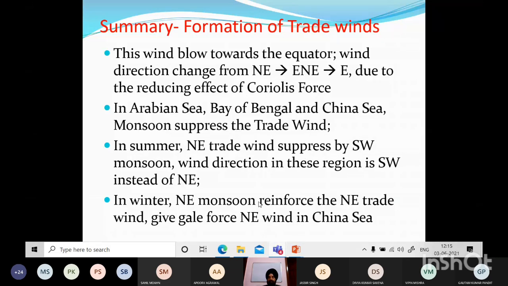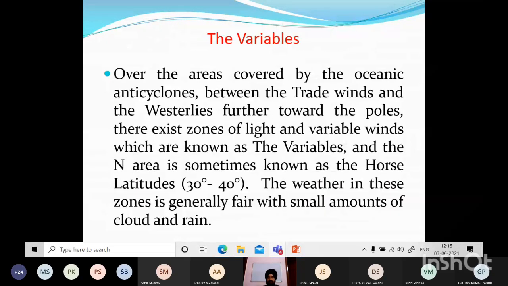Now above these, above 30 degrees, above the zone of trade winds, you have the variables. Variable means the wind is variable, 30 to 40, over the areas covered by oceanic anticyclones between trades and westerlies. Further towards the pole there exist light and variable winds, which are known as variables. So at 30 to 40 the wind direction is always uncertain. Weather is fair with small amounts of cloud and rain.